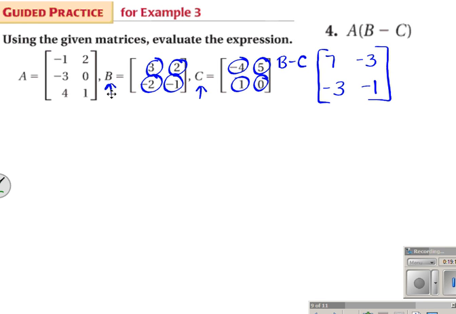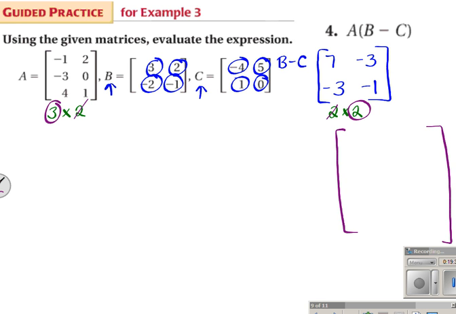So let's check our dimensions. Matrix A is a 3-row by 2 column. B minus C is a 2-row by 2 column. So our inner dimensions are the same. So our resulting dimensions will again be a 3 by 2. So I'm going to go ahead and set that up. A 3 by 2 matrix. And I'm going to set up my matrix for my work.